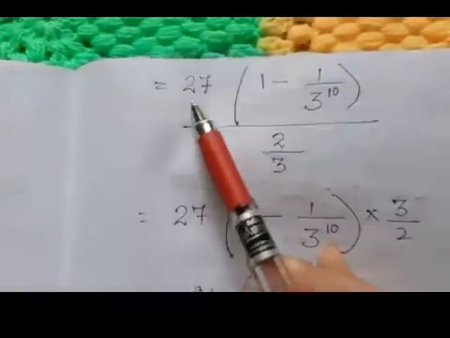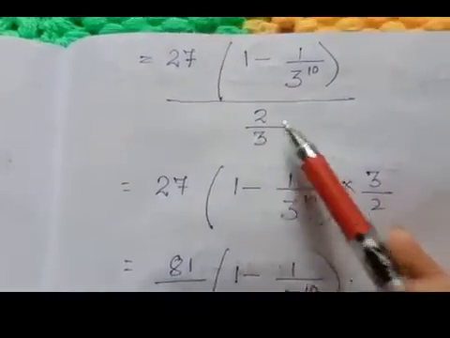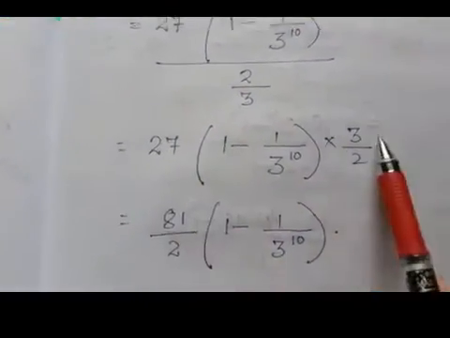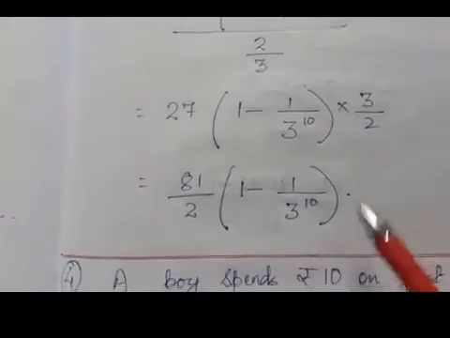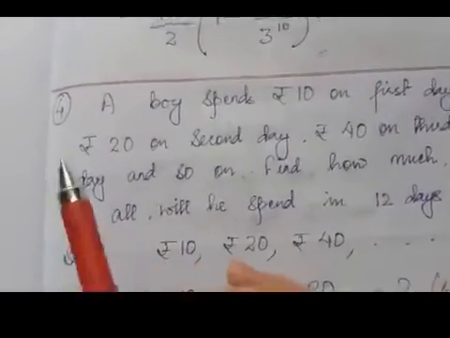So next line will be 27, 1 minus 1 by 3 to the power 10, over 2 by 3. Now we will bring it to the numerator, write the reciprocal, 3 by 2. Multiply 27 times 3 is 81 by 2, 1 minus 1 by 3 to the power 10. This is your answer. Now question number 4.